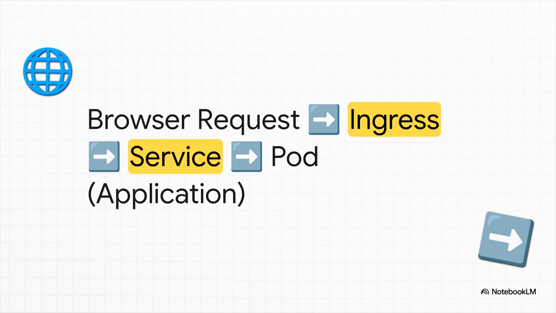That's what actually exposes your application to the internet so that real users can get to it. So let's put it all together and trace the full journey. A user's request from their browser first hits something called an ingress, which is like a smart traffic cop for your whole cluster. The ingress sends that request to the correct service, our stable address, which then finds a healthy pod to do the actual work. It's a clean, reliable, and incredibly scalable path from the user all the way to your code.